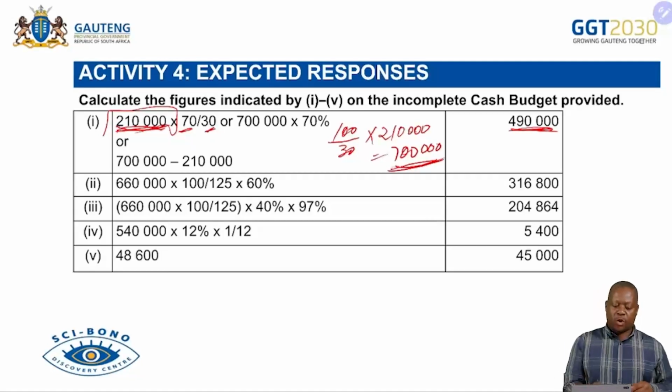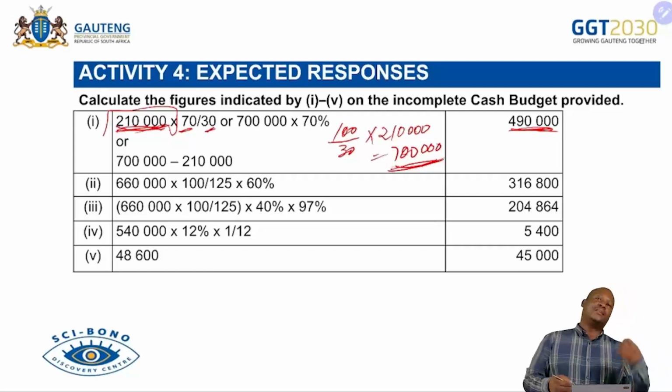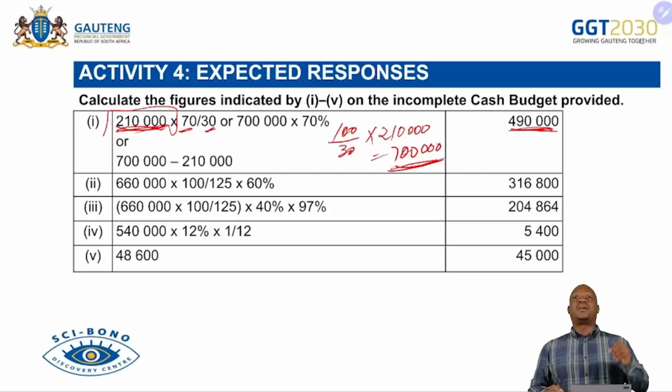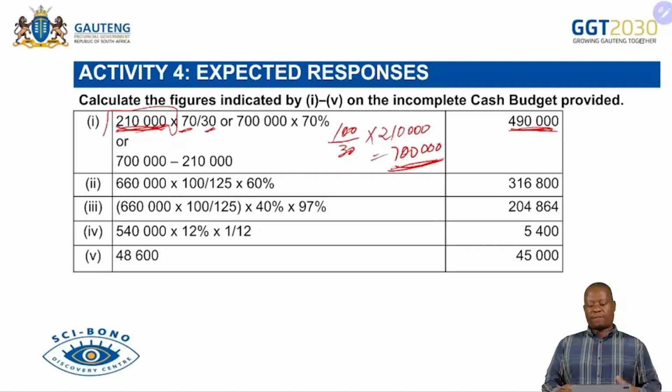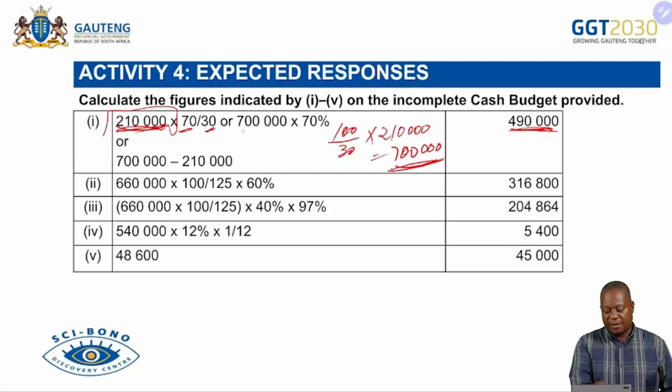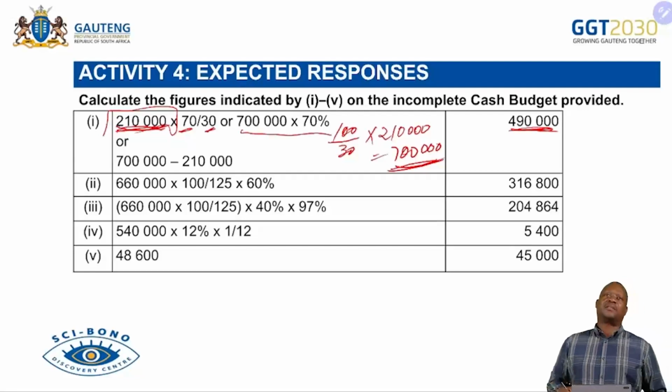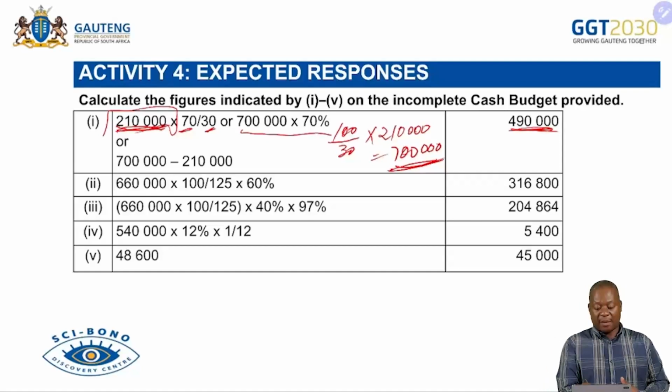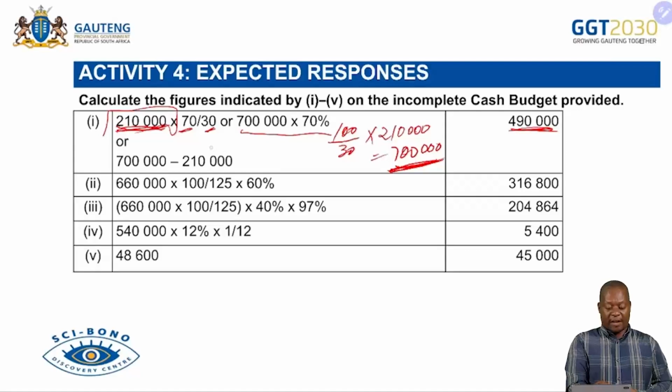So having total sales, now we can find our cash sales by saying cash sales are only 70% of our sales. So it means now we can simply find 70%. But we can also do it the other way. After finding the total sales, we just subtract the credit ones which we already have.